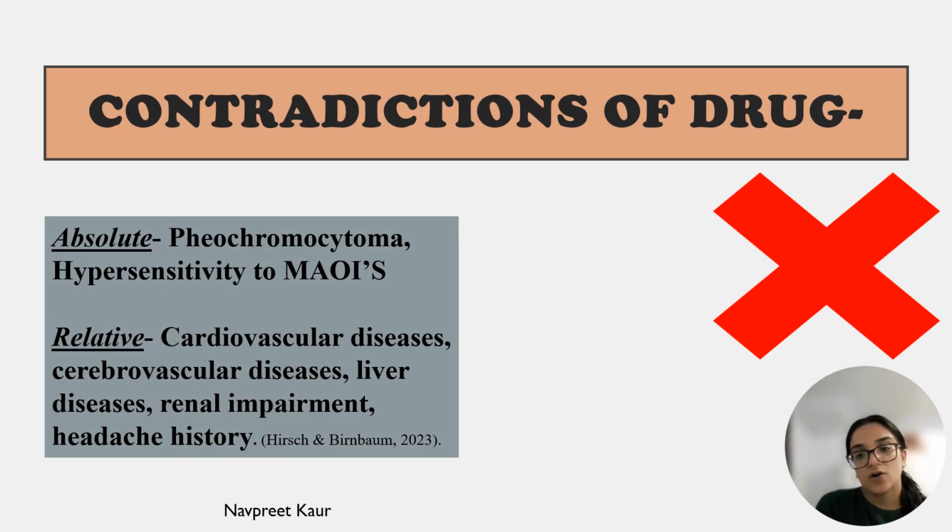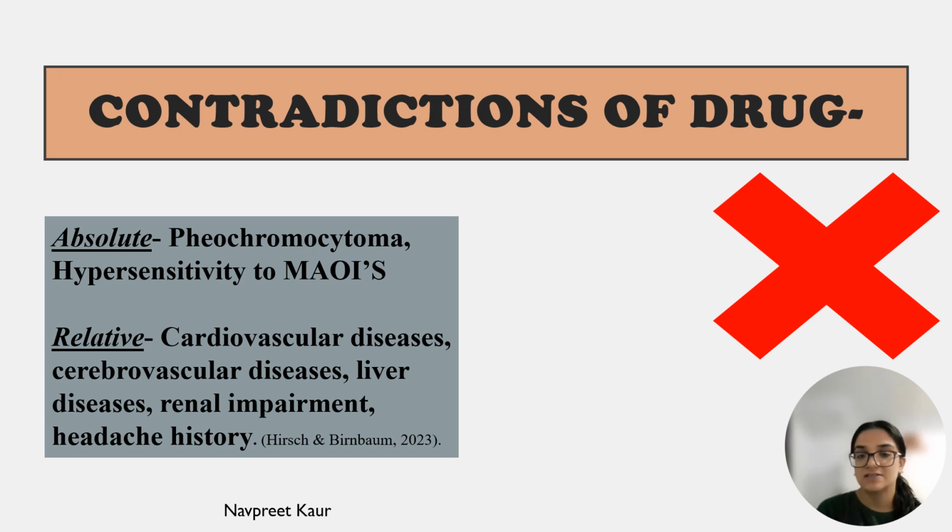Next are the contraindications. It is again divided into two, that is the absolute and the relative. The absolute is pheochromocytoma, that is a tumor that can cause dangerously high blood pressure. Next is hypersensitivity to these drugs, an allergic reaction to such medication. The next is the relative. The relative includes cardiovascular diseases, that is due to increased cardiac output or increase or decrease in the heart rate. Next is cerebrovascular diseases, that is increased risk of stroke.